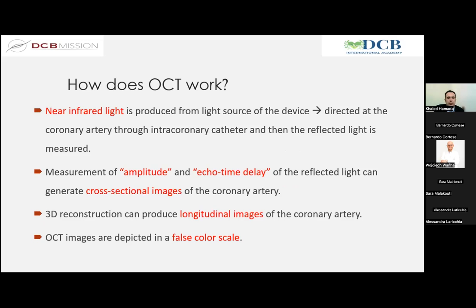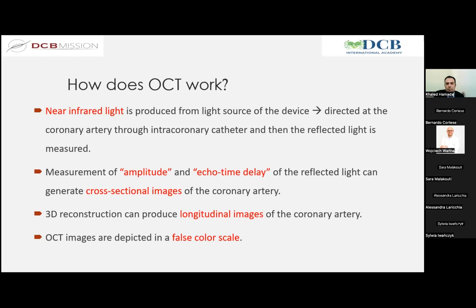How does the OCT work? Near-infrared light is produced from the light source of the device and directed at the coronary artery through an intracoronary catheter, and then the reflected light is measured. The device measures the amplitude and the echo time delay of the reflected light, and they can generate cross-sectional images of the coronary artery. And with the aid of 3D reconstruction, we can have longitudinal images of the coronary artery also. OCT images are depicted in a false color scale.